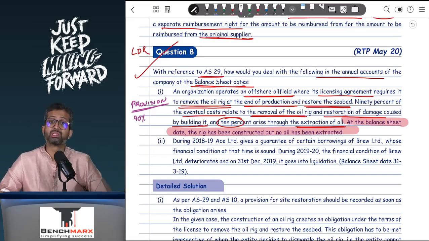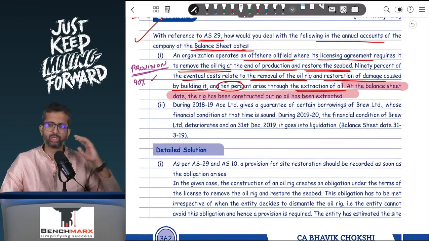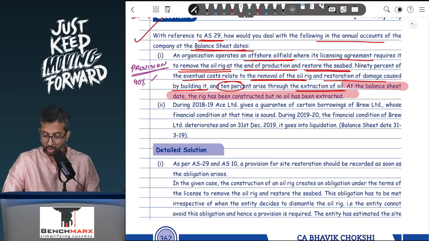The remaining 10% is linked to extraction of oil, but the extraction of oil has not yet happened, and hence for that 10%, you will not create a provision as of now. You will create it once the extraction of oil starts. Are we clear with this? So over here, for 90%, you will create the provision. For the remaining 10%, you will not create a provision. Again, you will have to create it on a present value basis in this particular case.